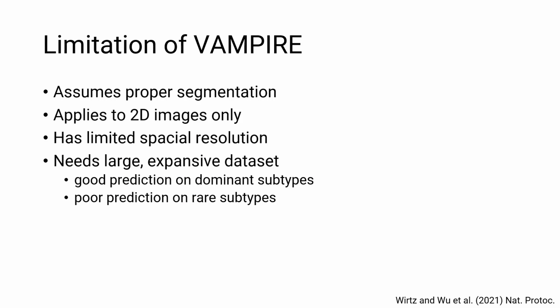VAMPIRE has its limitations. It assumes proper segmentation of the image and cells, and it applies to 2D images only. It also has limited spatial resolution since it uses principal component analysis to reduce higher dimension data to its lower dimension approximation. It needs a large and expensive data set to get a good prediction on dominant subtypes, but it may have poor prediction on rare subtypes.